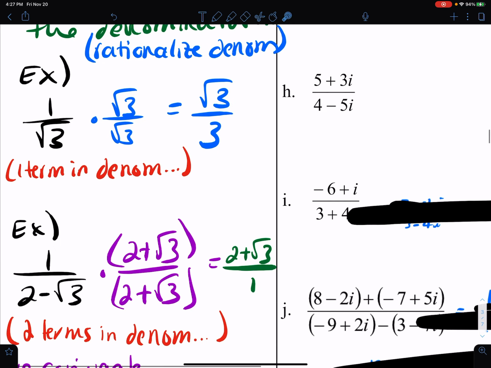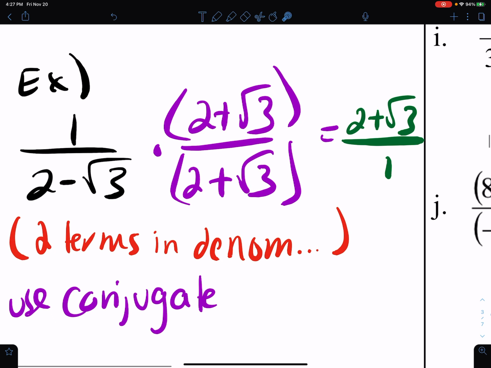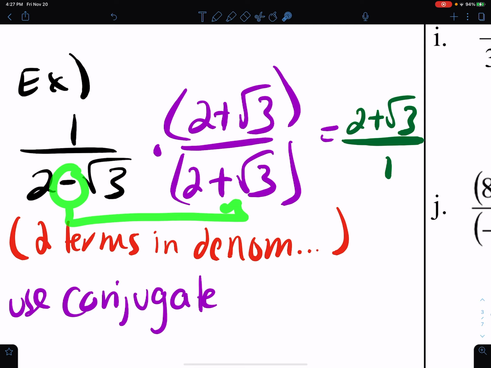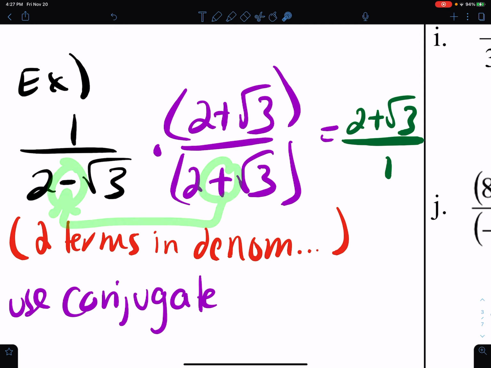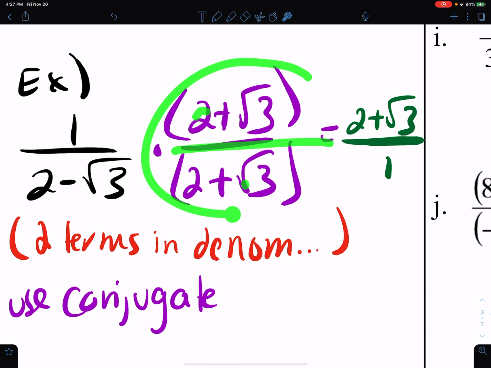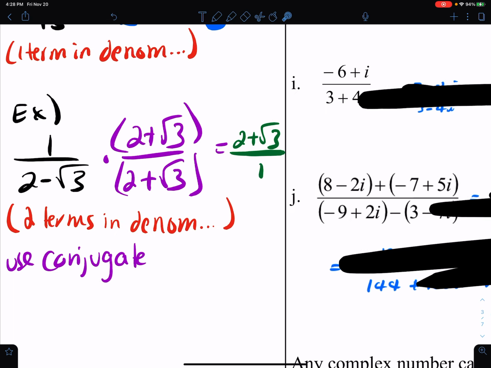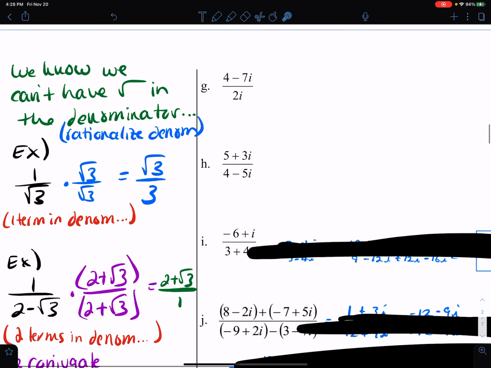The other type of problem that we've seen is when there are two terms in the denominator, something like 2 minus root 3. When there were two terms in the denominator, we had to multiply by the conjugate, which means we took the sign in the middle and changed it from a negative to a positive, or vice versa. If I multiply it on the top and the bottom, I'm not changing the value, because that's just a special form of 1. We know that from before, but our connection is that i is a square root.